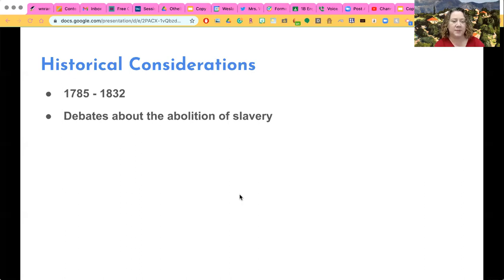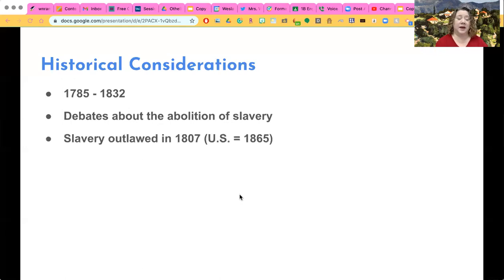During this time, there were many debates about the abolition of slavery, both in America and in Europe. America wasn't the only place that had slaves, right? If you remember the Triangle Trade, there were slaves also in Britain. Eventually it was outlawed much earlier in Britain than in the United States. It took the Civil War and other acts for abolition to take hold in the United States. But in Britain, slavery ended in 1807, so early on in the Romantic period.